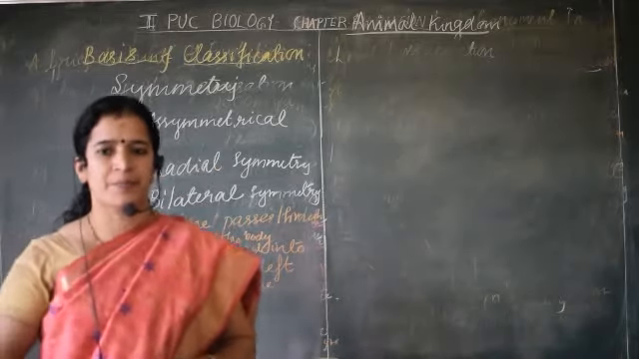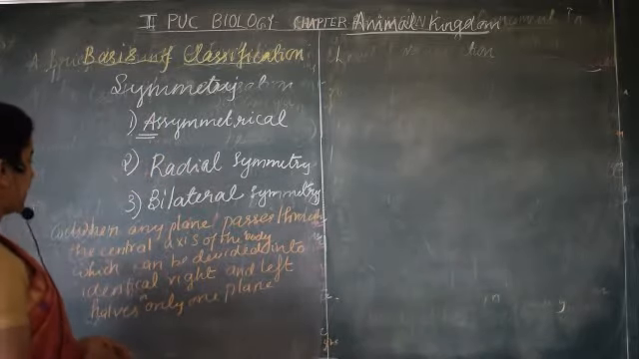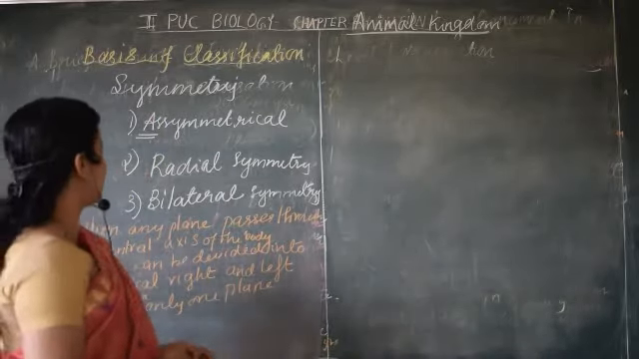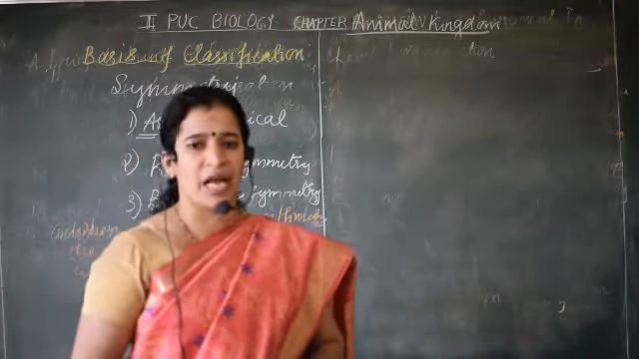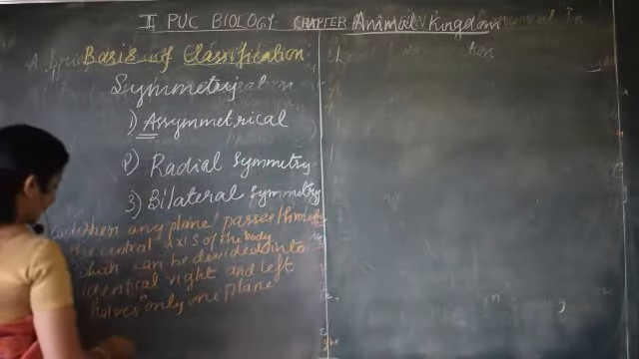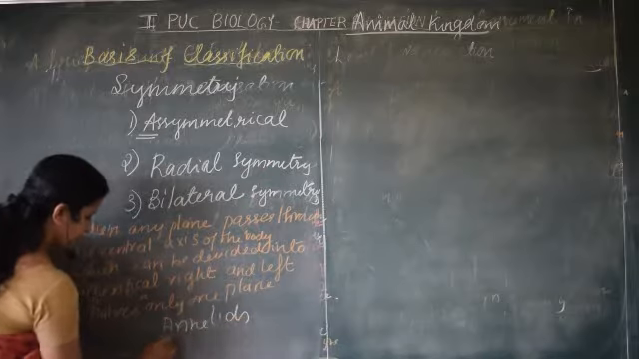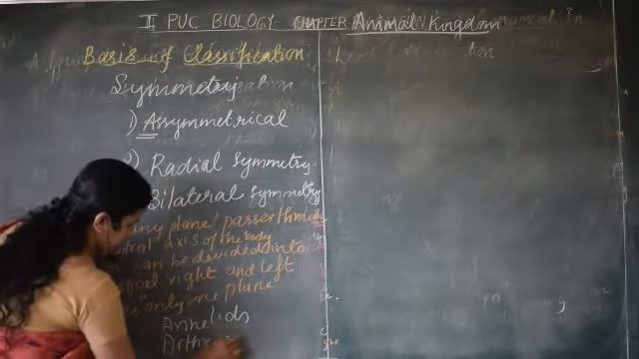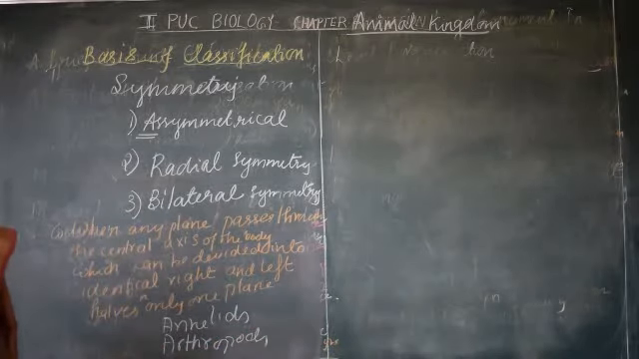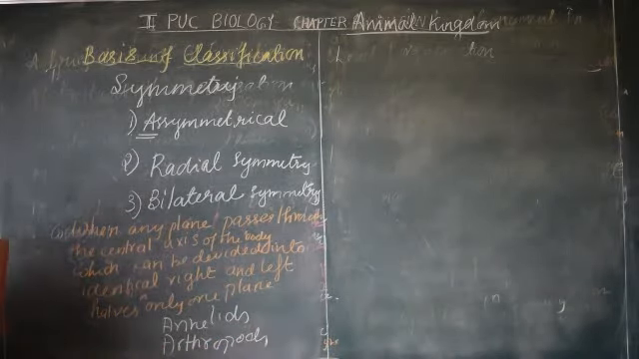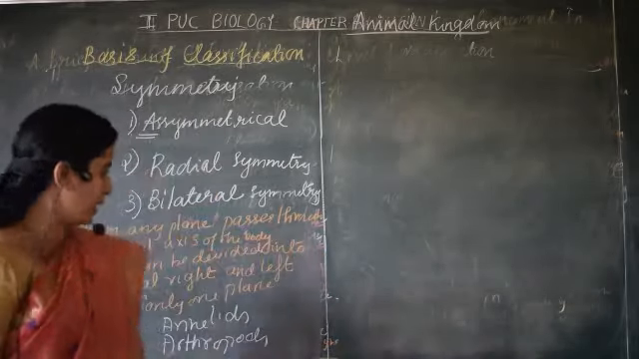Hello, my dear students. I am continuing with the topic bilateral symmetry. Bilateral symmetry is one of the types of symmetry found in animals, which is found in higher animals like annelids, then arthropods, and even in higher organisms, like human beings, this symmetry can be seen.